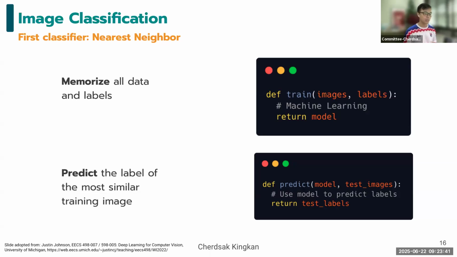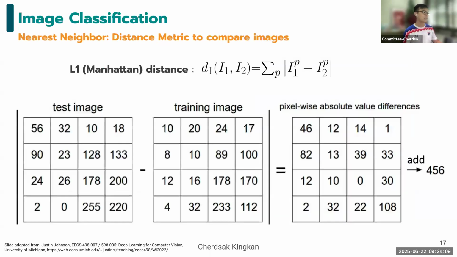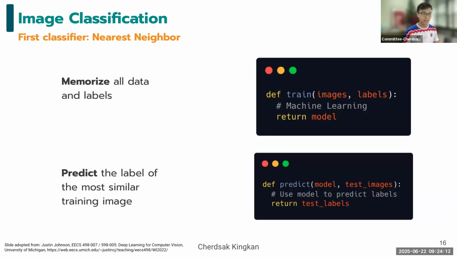What it does is compare the test image with all the images in the training set, because it already memorized everything. It compares one by one, and then gives you the most similar image within the data set, and just gives you the label of that most similar training image. So that's what a nearest neighbor does.